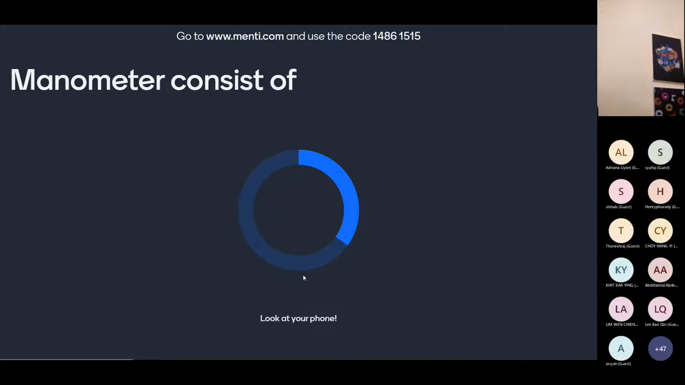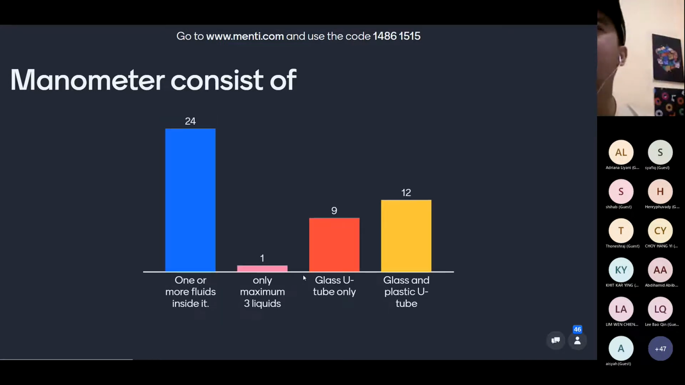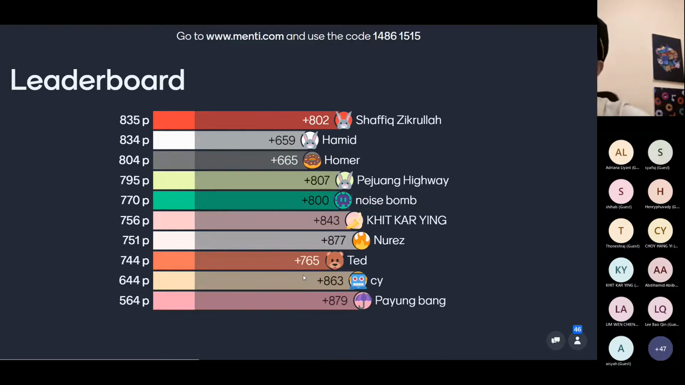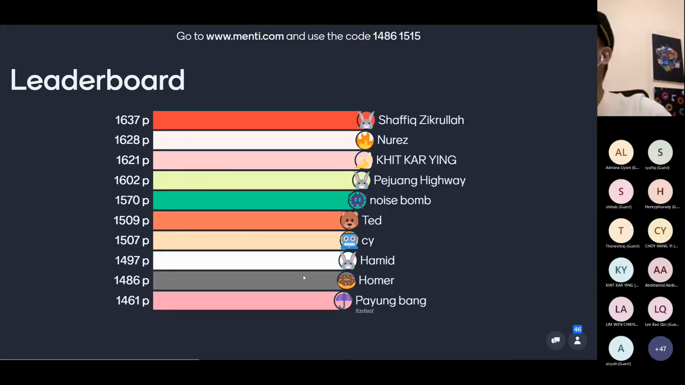Manometer consists of what? Maybe you got one answer, two answers, three answers. Perfect: one or more fluids, and made of glass and plastic. The fastest are Shafiq, Zikrumah and Payung Bang, and Nurik, Skika, Pejuang. Good. Next.